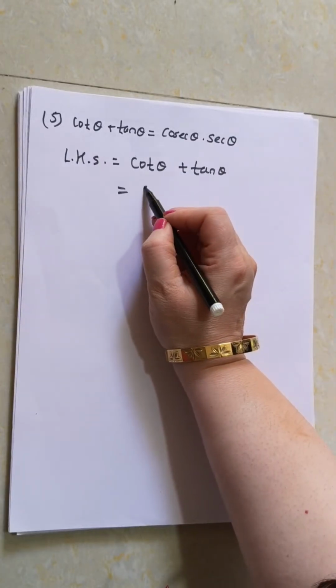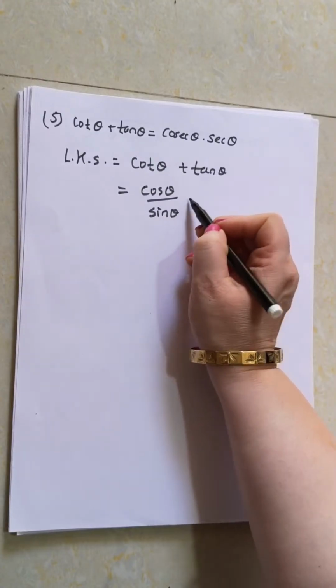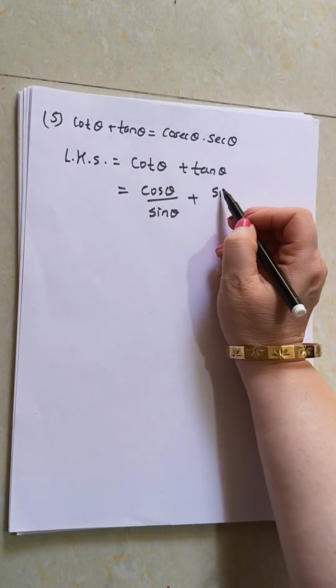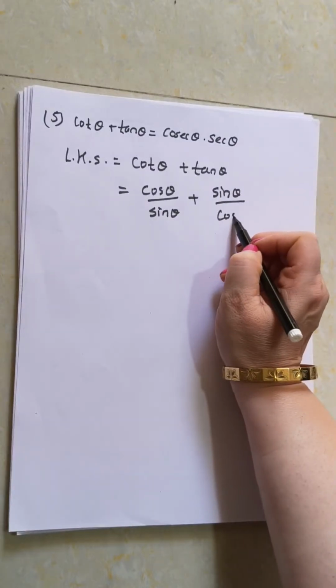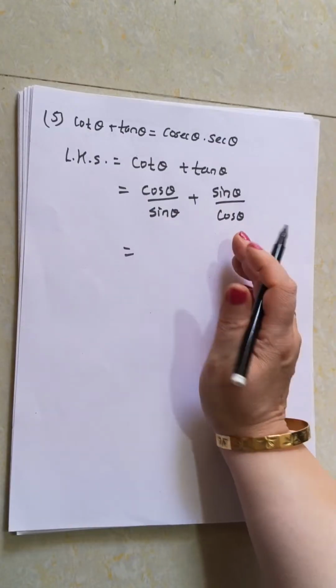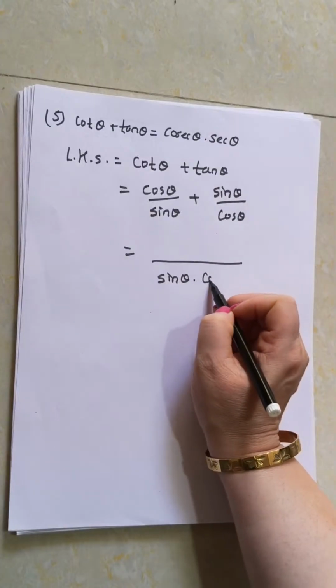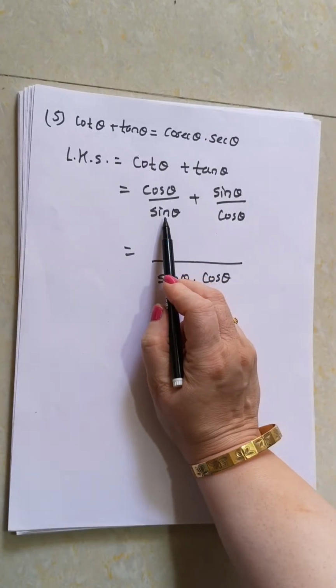Cot theta means cos theta upon sin theta. And what is tan theta? That is sin theta upon cos theta. So look at the denominators. Here it is sin, here it is cos. So what will be my LCM? That is sin theta into cos theta. Here it is sin theta.